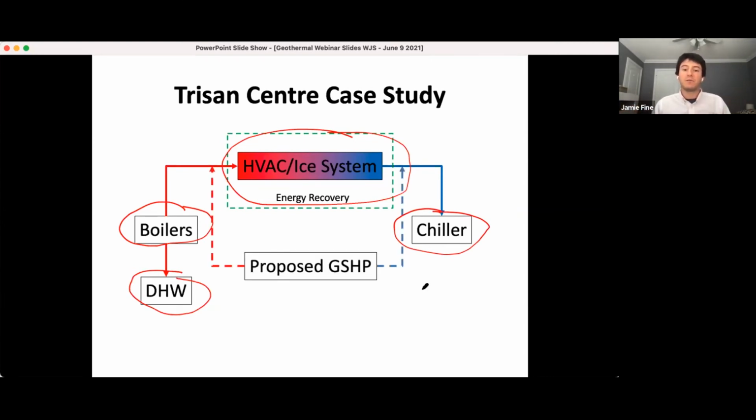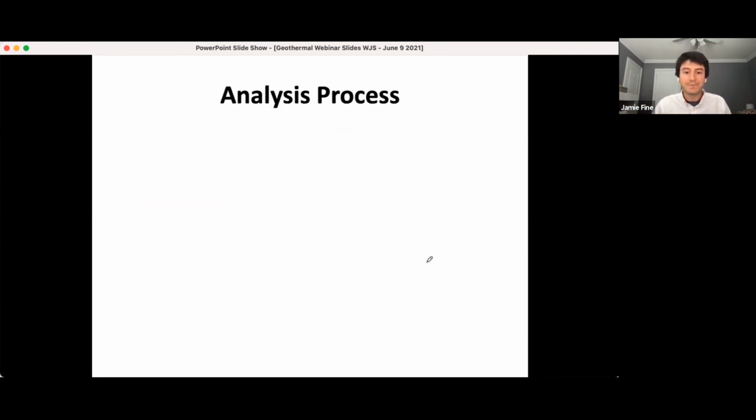So the proposed ground source heat pump would go in trying to offset some of that boiler load and some of the chiller load, because again, it's a more high efficiency type system. But again, this is a building with energy recovery, and we're trying to just offset the auxiliary loads.